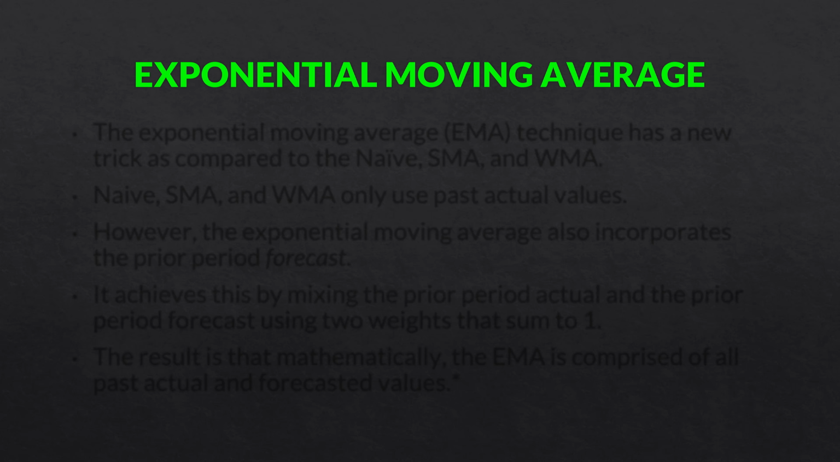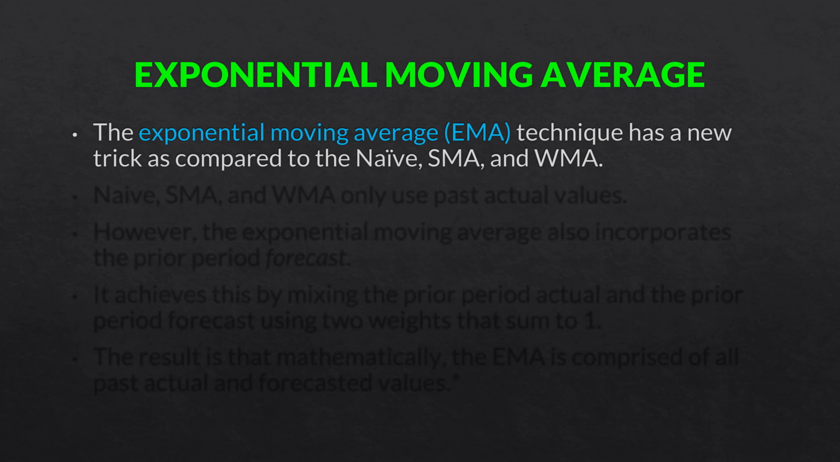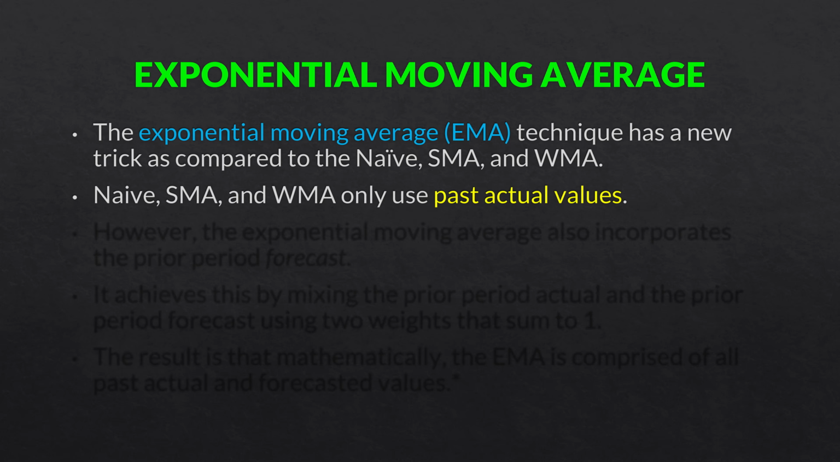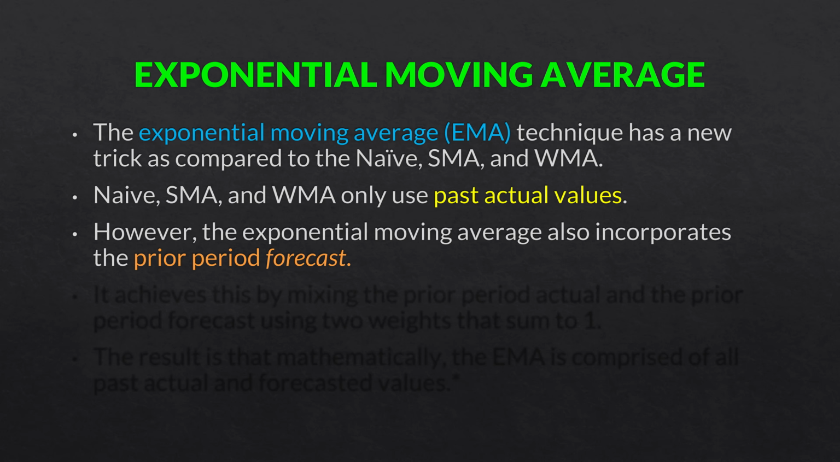First, let's learn about what the exponential moving average actually is and what makes it different from other methods we've learned about. So the exponential moving average, or EMA technique, has a new trick up its sleeve as compared to the naive forecasting method, the simple moving average forecasting method, and the weighted moving average forecasting method, all of which we have covered in prior videos. The naive, the SMA, and the WMA only use past actual values to make their forecasts. However, the exponential moving average also incorporates the prior period forecast.